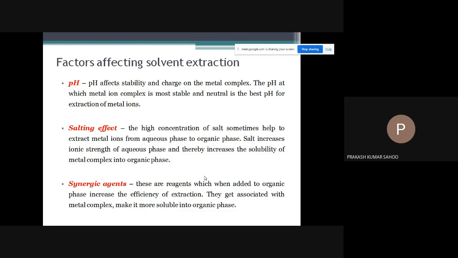Then another one, the synergic agent. What is synergic agent? These are the reagents which, when added to organic phase, increase the efficiency of extraction. They get associated with the metal complex and make it more soluble in organic phase. So synergic effect means that this has your chelating effect. Chelating effect means some ligand is added and this will form a ring-like structure, which gets precipitated, and we are able to extract the desired component. Okay, so this is synergic agent.